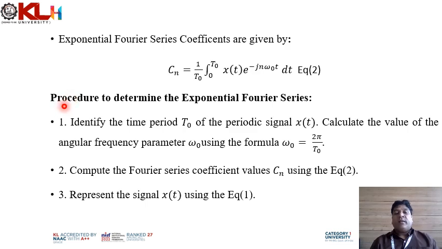Now here we describe a simple procedure to determine the Fourier series. The first step is we identify the time period of the particular periodic signal. Then we calculate ω0 using ω0 = 2π/T0. Then we compute the Fourier series coefficient c_n using the analysis equation, which is equation 2. Then we substitute the c_n values to get the signal x(t) using the synthesis equation, which is equation 1.